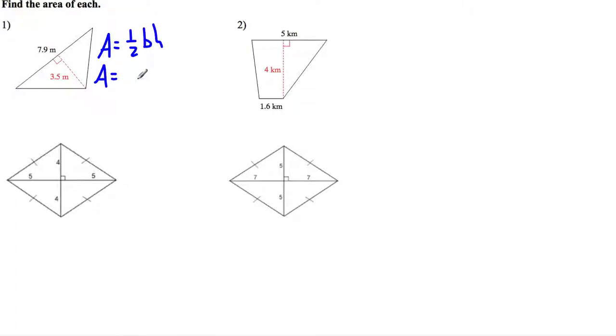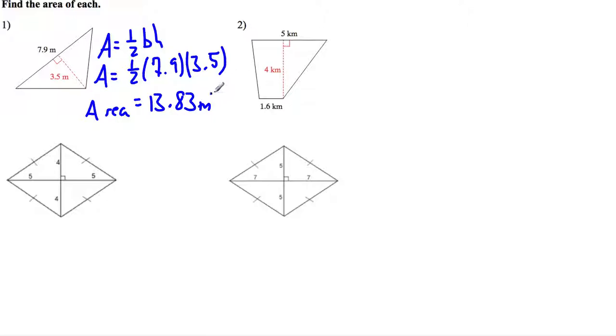So the area is equal to 1/2 of the base times the height. So the area is equal to 1/2 of the base, which is 7.9, times the height, which is 3.5. And if I do 7.9 times 3.5 times 1/2, I'm going to get that the area for this first problem is equal to 13.825, so 13.83. And again, we're talking about area, so meters squared.